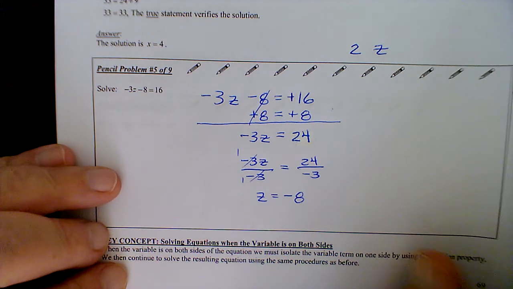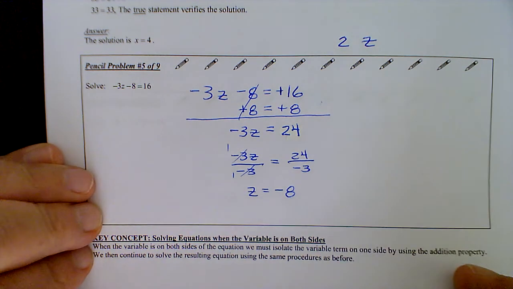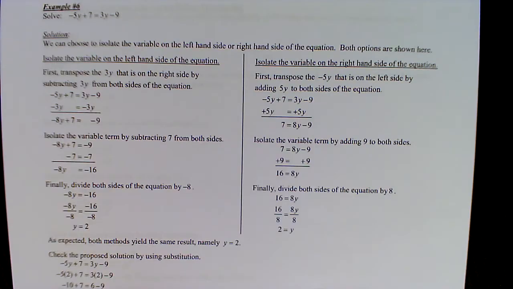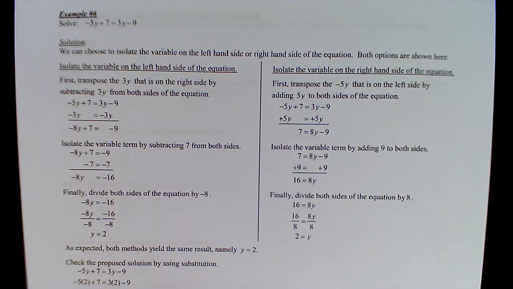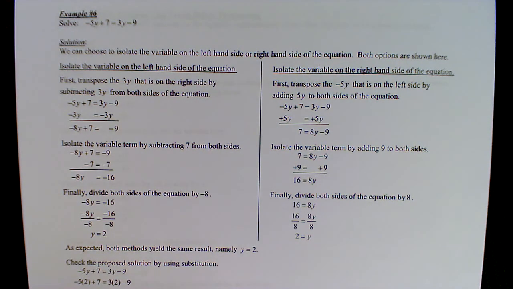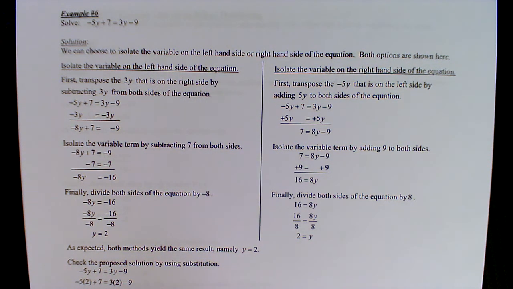Okay, now there is a situation where the variable may be on both sides of the equation. If that's the case, then you want to choose a side to bring the variable to. And in our example, we showed both situations. So first off, note that the variable is on both sides, and we want to bring it to one side. So it's your choice. And our suggestion, always bring the variable to one side first, and then deal with the constants.